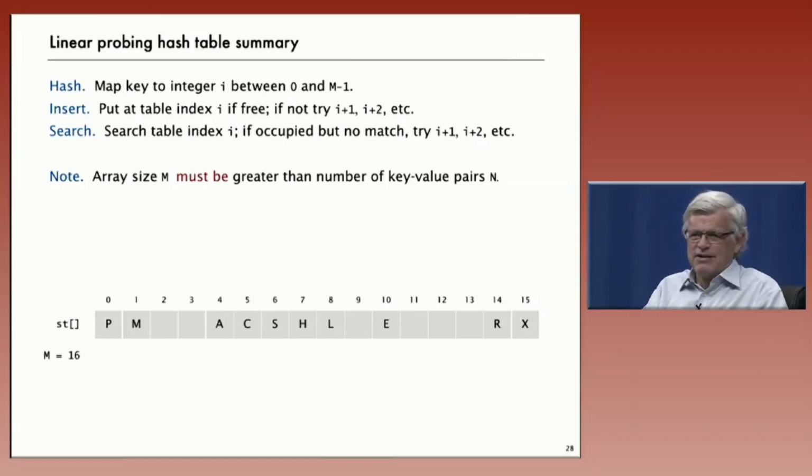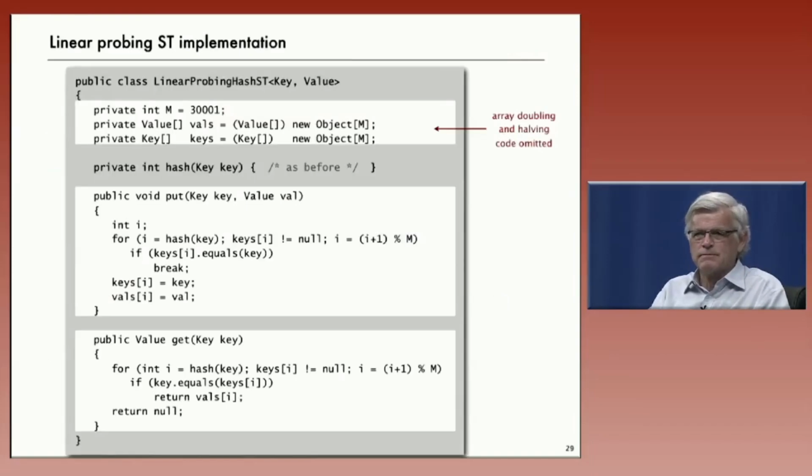Now, it's essential that the array size is greater than the number of key-value pairs in it. And for linear probing hashing, really the implementation needs to include array resizing whenever the hash table gets too full. Usually, as we'll see, it's a good idea to make sure that it stays at least half empty.